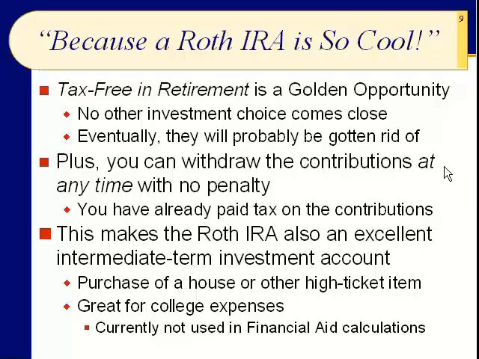And another cool thing about the Roth IRA is you can withdraw the contributions at any time with no penalty. Why? Because you already paid taxes on the contributions. That makes sense. You paid taxes on the contributions when it went in, and so those contributions are yours. You can pull them out, no taxes, no penalties. Not the earnings. If you pull out the earnings, you have to pay taxes and a 10% penalty. But the contributions are yours. And this makes the Roth IRA also an excellent intermediate term investment account. Buying a home, other high-ticket item, I think they're great for college expenses. Why?